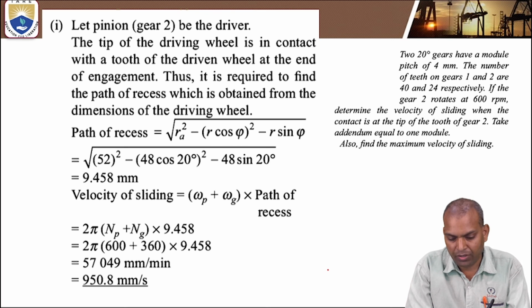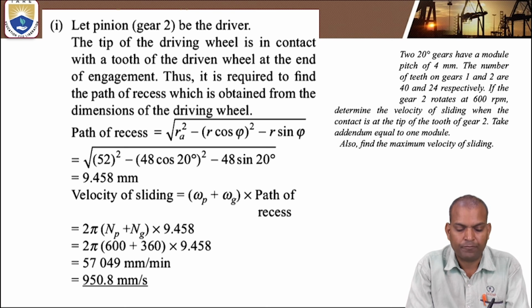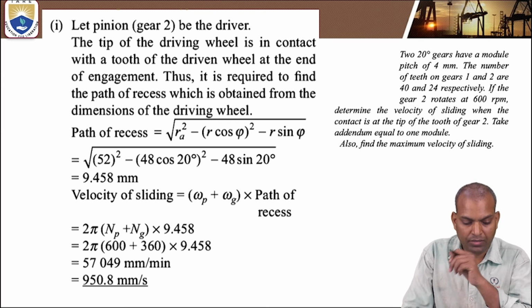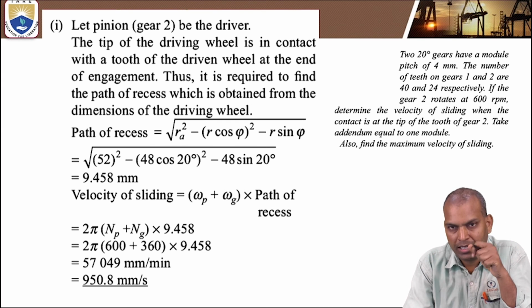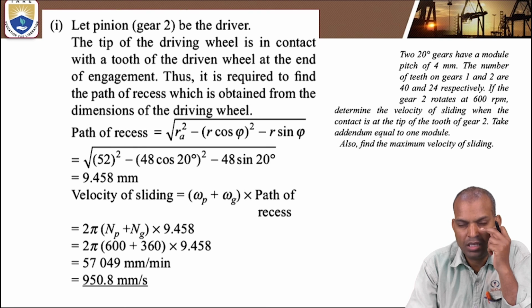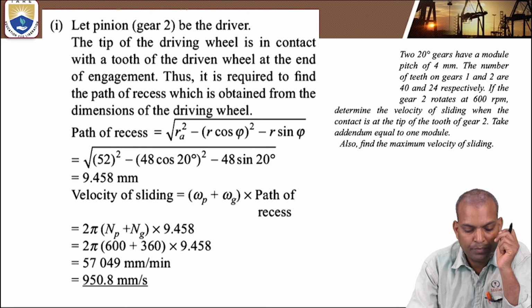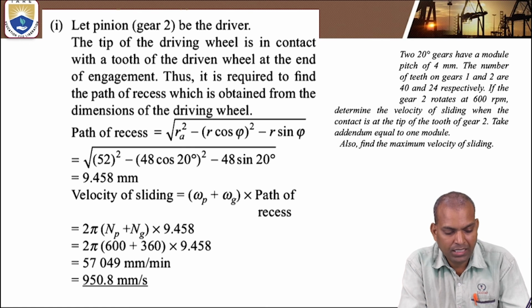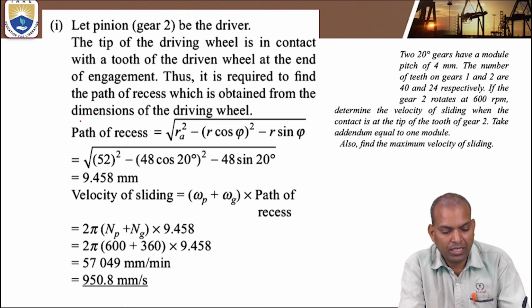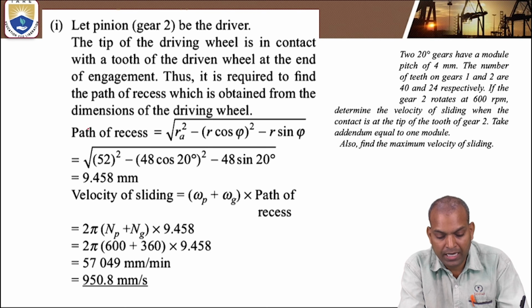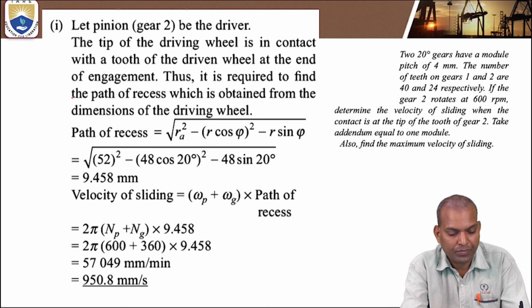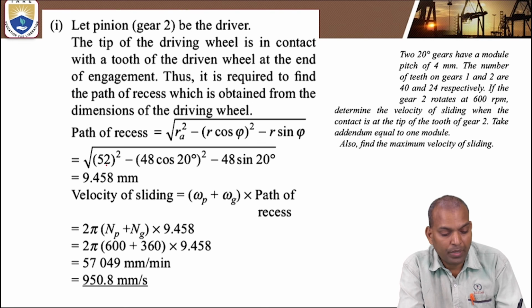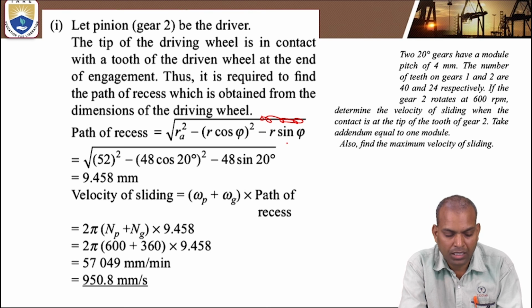Now, here we have to determine the velocity of sliding. What is the meaning? Here gear 1 means gear and gear 2 means pinion. So here the pinion is the driver, then the tip of the driving wheel is in contact with the tooth of the driven wheel at the end of engagement. So we are calculating the velocity of sliding when the contact is at the path of recess. The path of recess equal to square root of Ra square minus R square cos square phi, minus R sin phi.